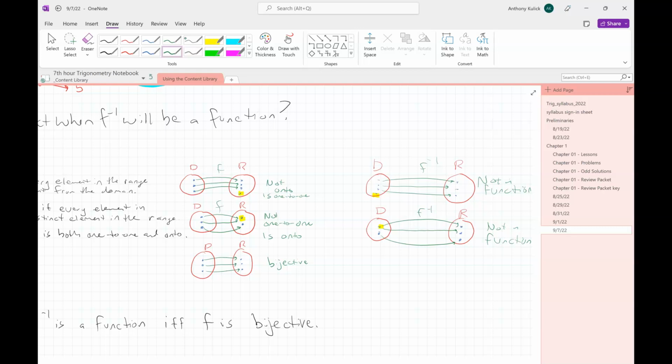Remember, to be a function, you needed two things. You needed all the domains to be used, and the domains can map to only one range. So each domain has to go to just one place. Onto guarantees that the inverse will use all of its domains, and one-to-one is going to guarantee that the inverse will send each domain to only one range. Right? So we need to have both of those to guarantee that the inverse will be a function. Cool with that?